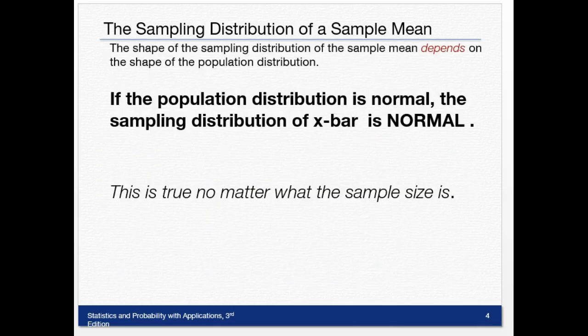Now, the shape of the sampling distribution of the sample mean depends on the shape of the population distribution. If the population distribution is normal, the sampling distribution of X bar is normal. Why does this matter? Well, we have to know it's normal to be able to do normal CDF calculations. So for 6.5, we have to know that the population distribution is normal to proceed. Doesn't matter what the sample size is today. If we know that the population is normal, then we can assume the sampling distribution is normal. So fill in that blank in your notes, and let's keep going.